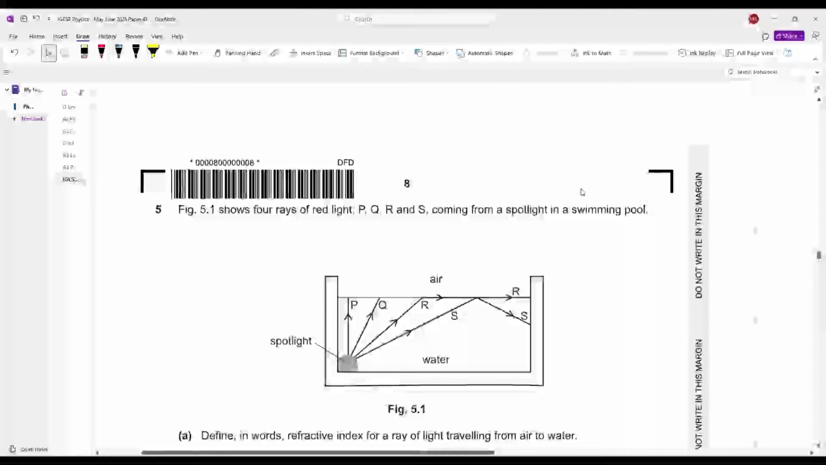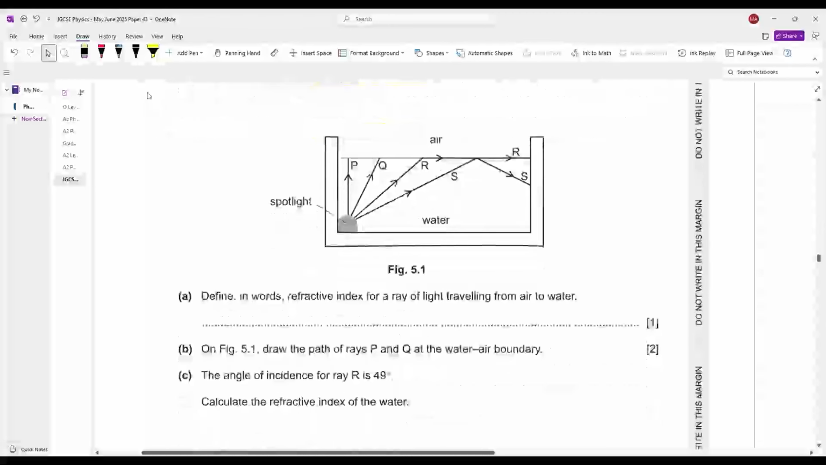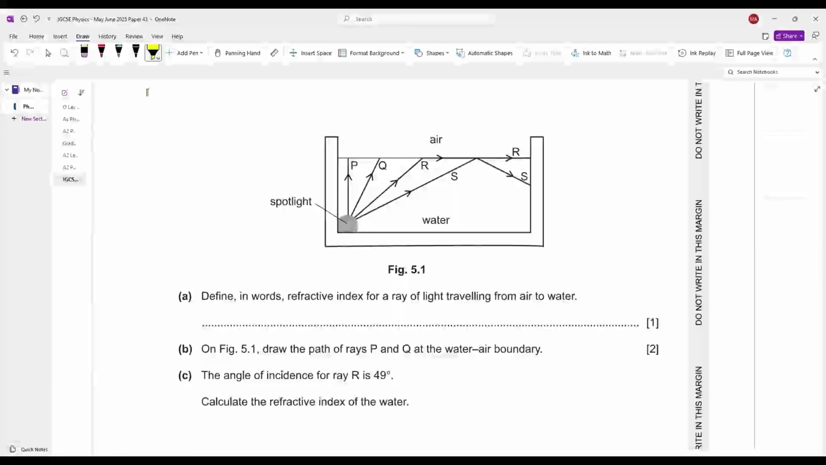Let's further move ahead. Figure 5.1 shows four rays of red light P, Q, R, and S. Okay, so let's highlight that. These are rays of red light P, Q, R, and S coming from a spotlight in a swimming pool. Define in words the refractive index for a ray of light traveling from air to water. अच्छा जी हमने refractive index की definition देनी है for a ray of light traveling from air to water.